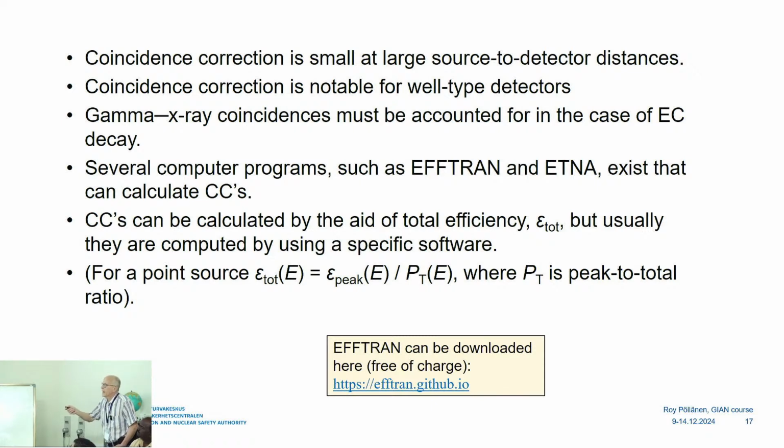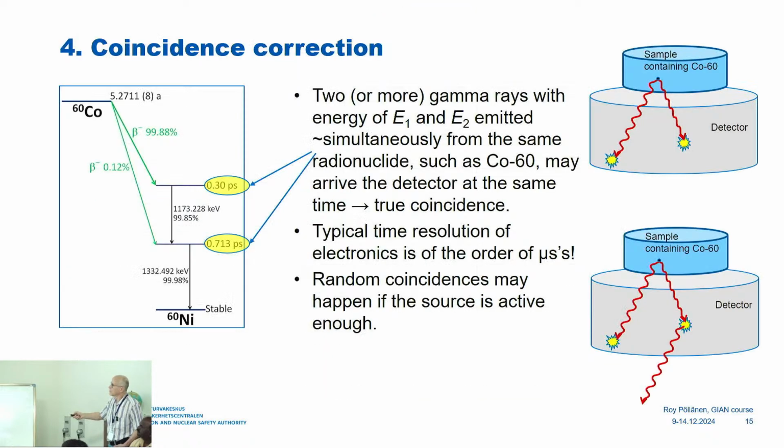Coincidence correction is small when there is a large source to detector distance, because if the distance between the detector and the sample is large, it's quite improbable that photons go to the detector at the same time.